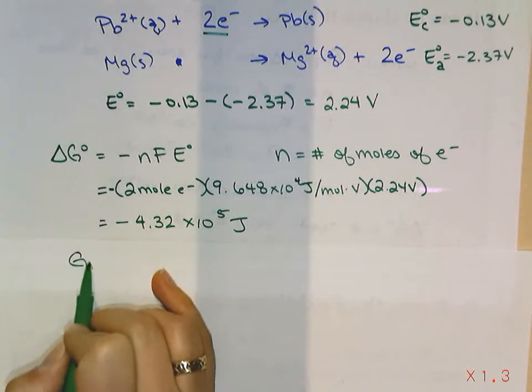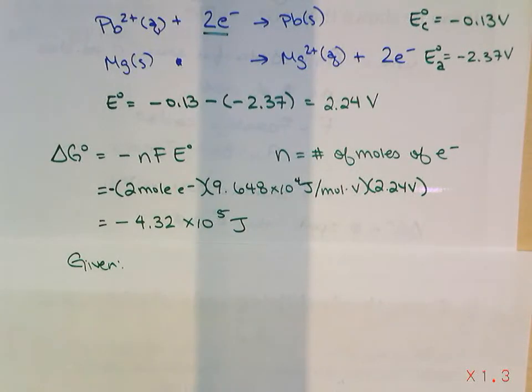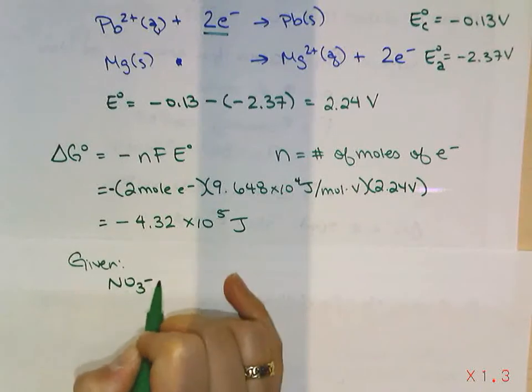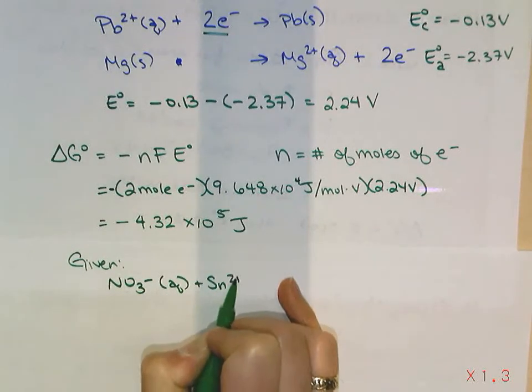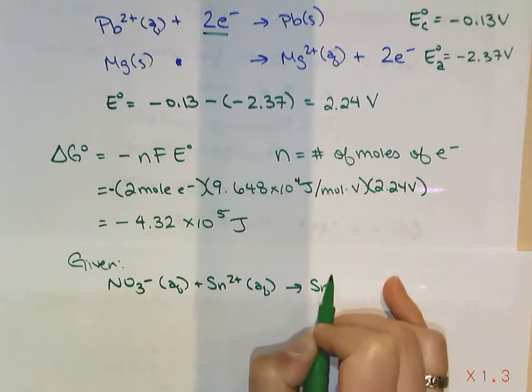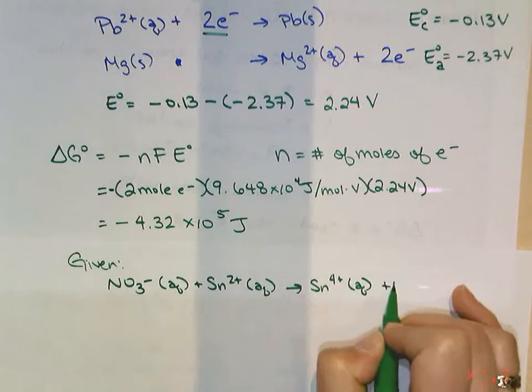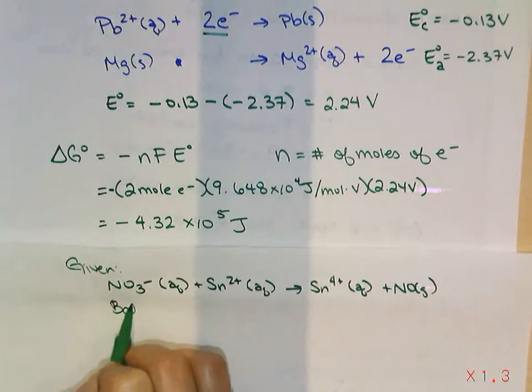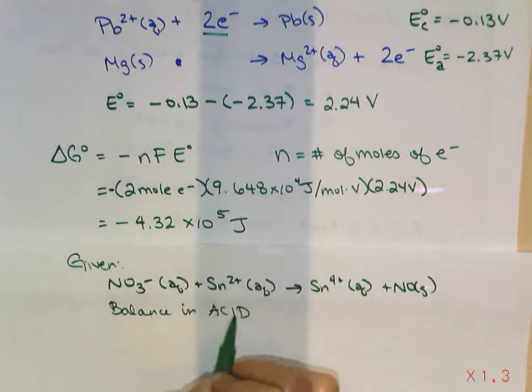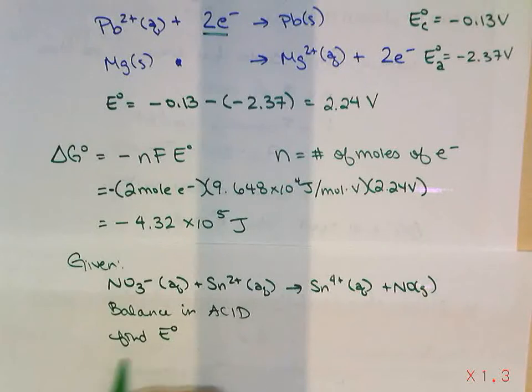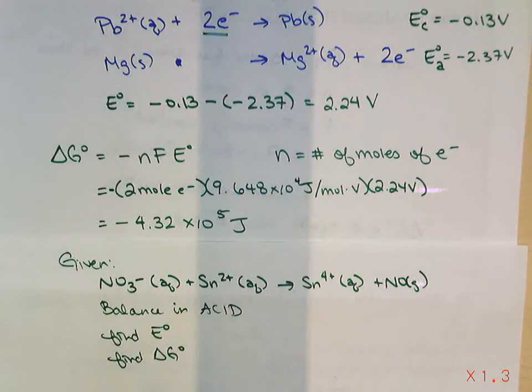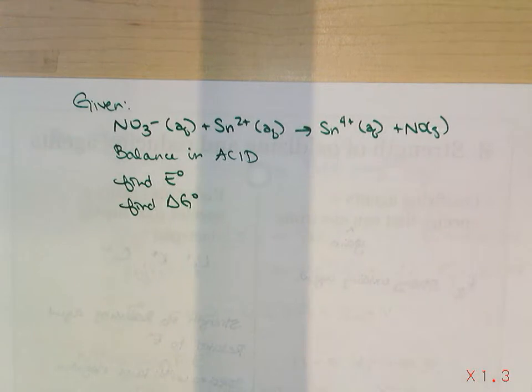All right, let's say I have this reaction. We need to do three things. First, we need to balance it in acid. Then we need to find E0. Then we need to find delta G. Which would you like to start with? The nitrite or the tin? Sure. We'll go crazy. Start with the hard one.